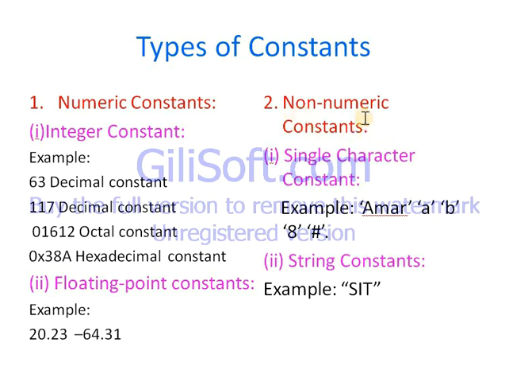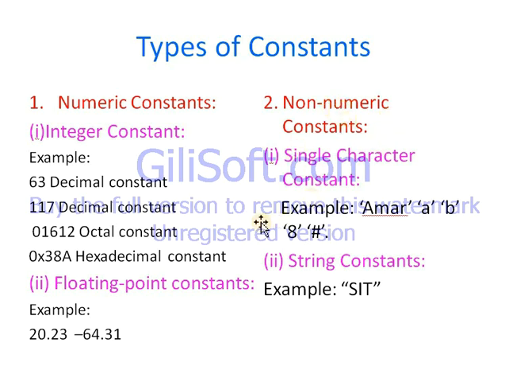Next, non-numeric constant. A character constant can have either a single character, a group of characters, or a character with a backslash used for special purposes. Non-numeric constant is again divided into two parts. Single character constant means what? A character constant is a character which is enclosed in a single quote.